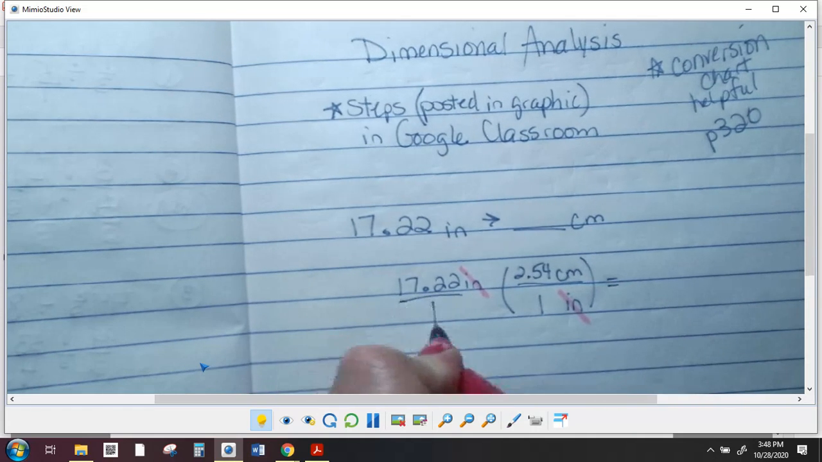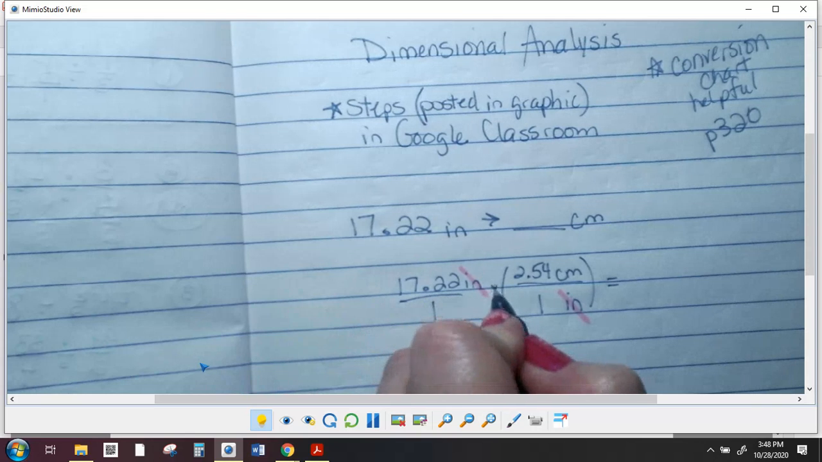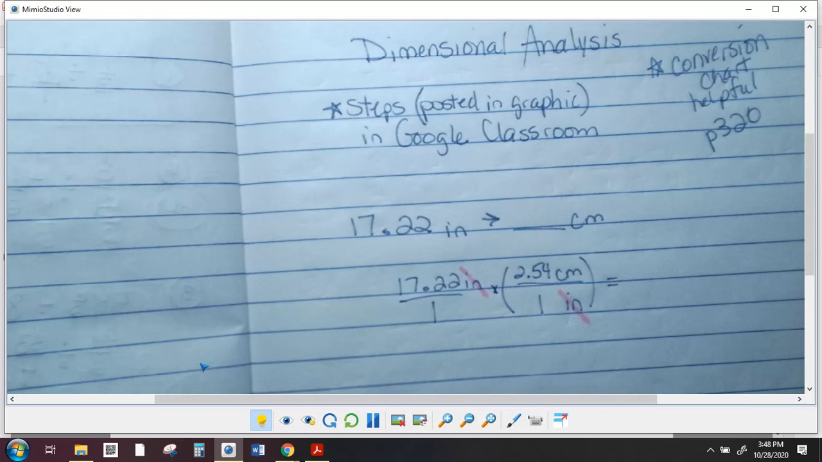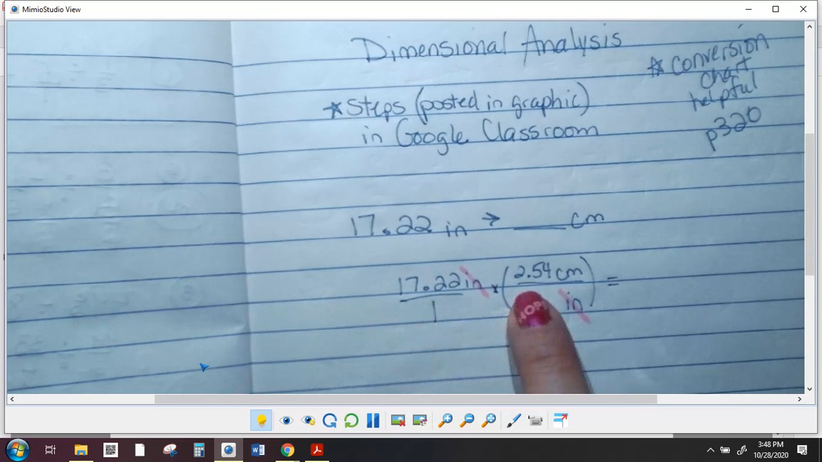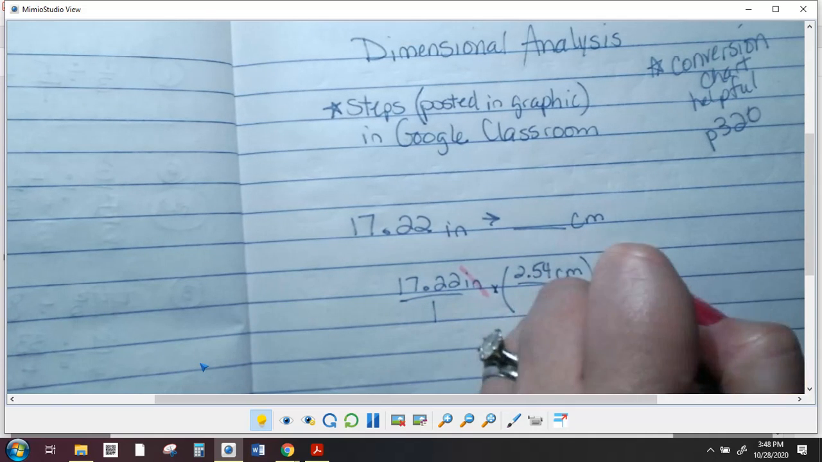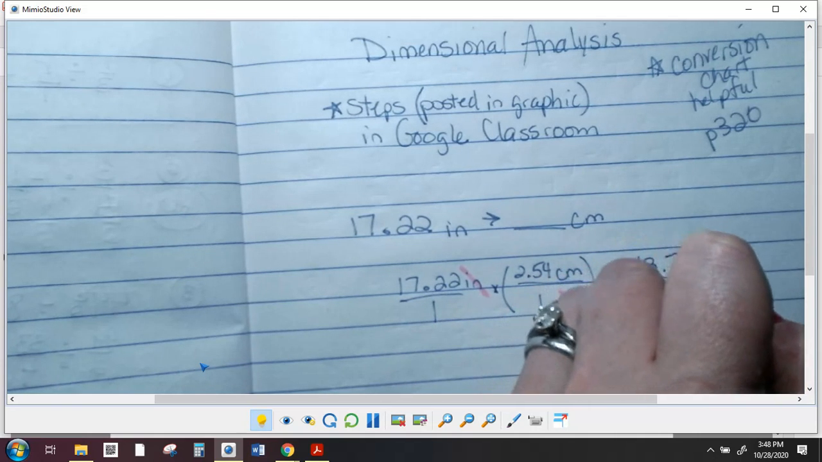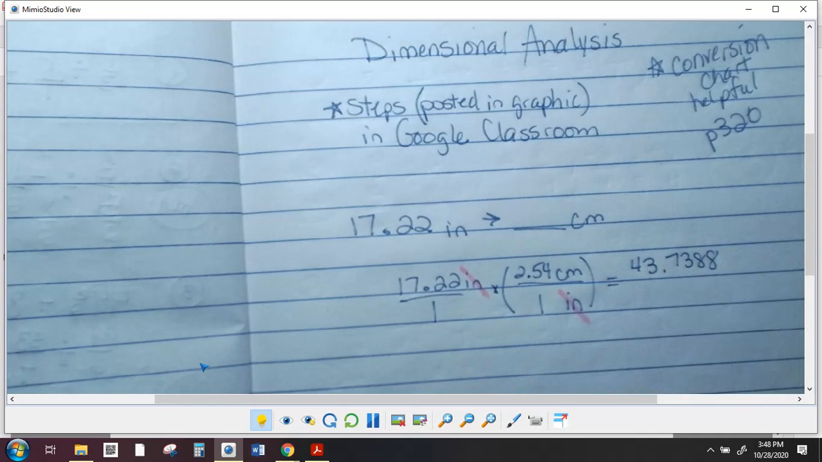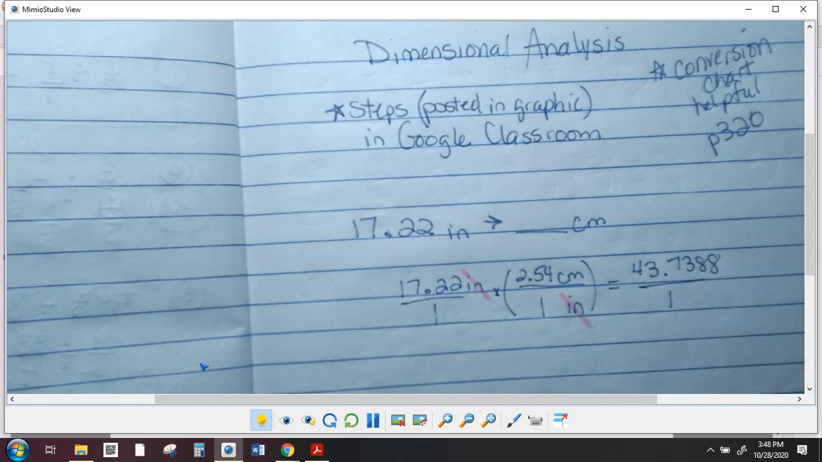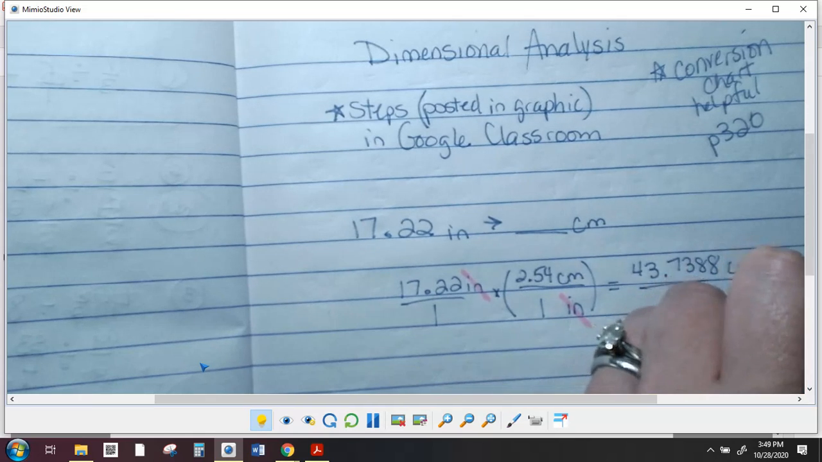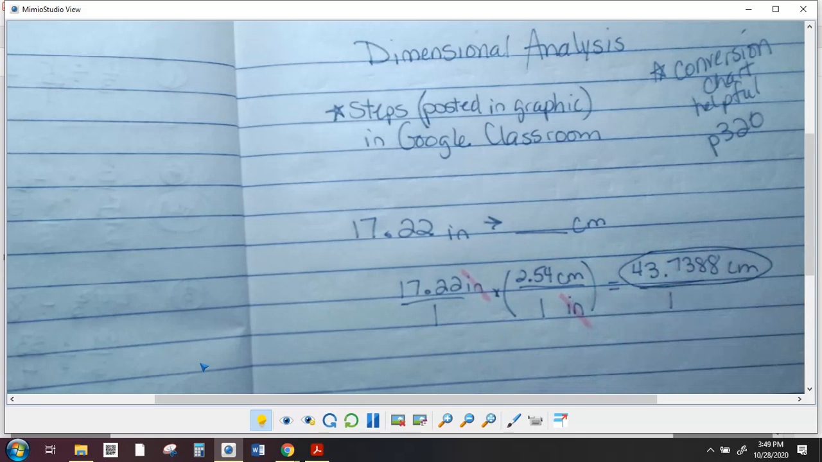And then it's multiplying fractions. These parentheses really mean multiply. You can put the times sign in there if you want. So 17.22 times 2.54 is 43.7388. And 1 times 1 is 1. I probably don't need to write that. The only label that has not been crossed off is centimeters. So there's my answer. 17.22 inches, a little bit over, almost a ruler and a half, would be about 44 centimeters.